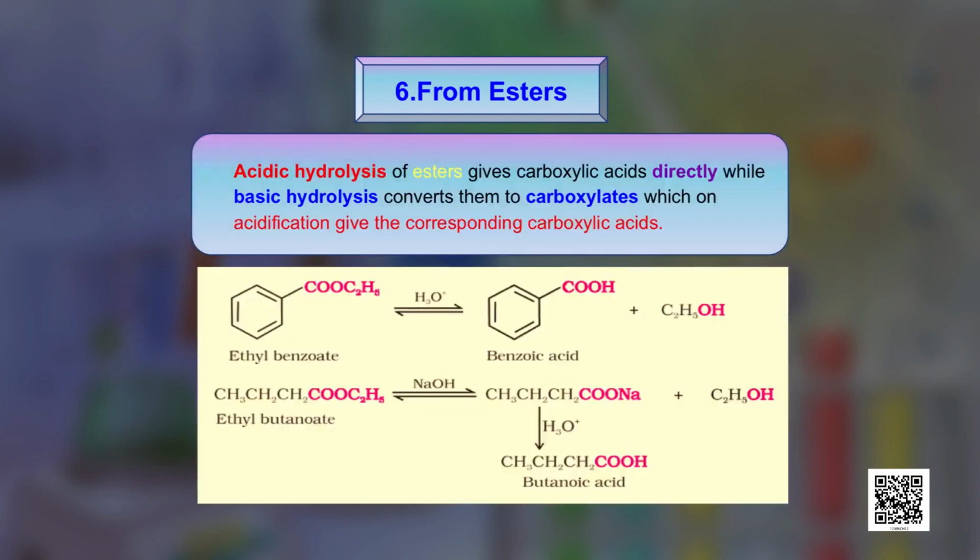The last method is from esters. We can also carry out acidic hydrolysis of esters, which yields carboxylic acids directly in the water or the aqueous medium, but when we use basic hydrolysis, that is alkaline medium, we first get carboxylate ions, which on acidification give the corresponding acids. For example, if we hydrolyze ethyl benzoate, we will get ethanol and benzoic acid, and if we hydrolyze ethyl butanoate, then we will get ethanol and the acid will be butanoic acid.